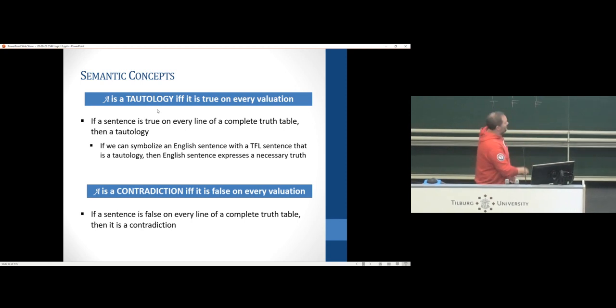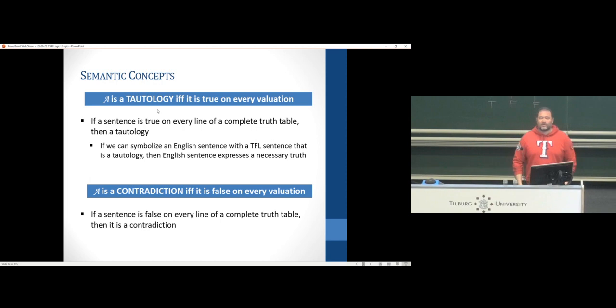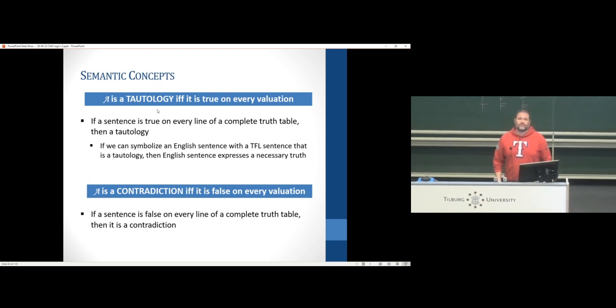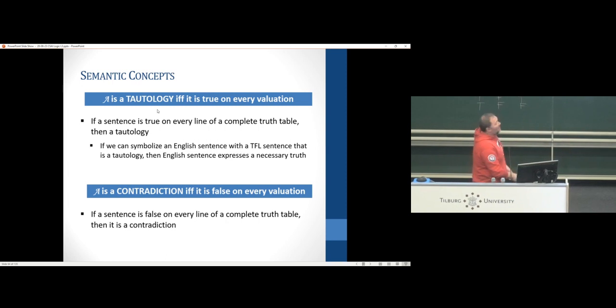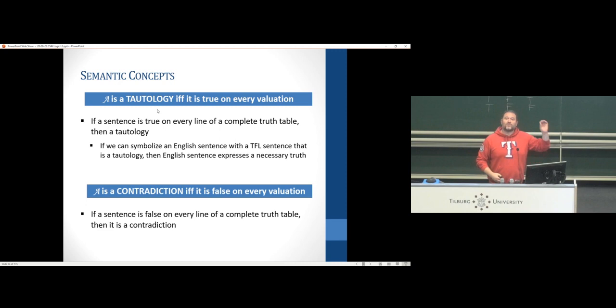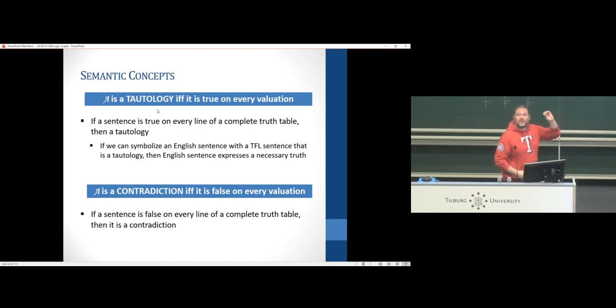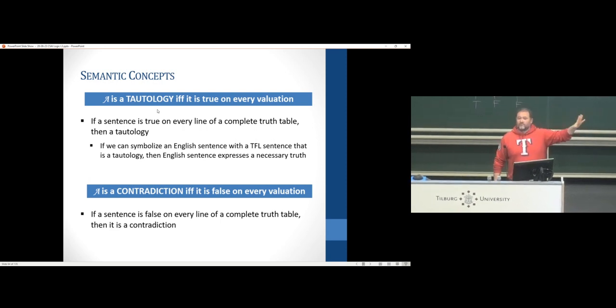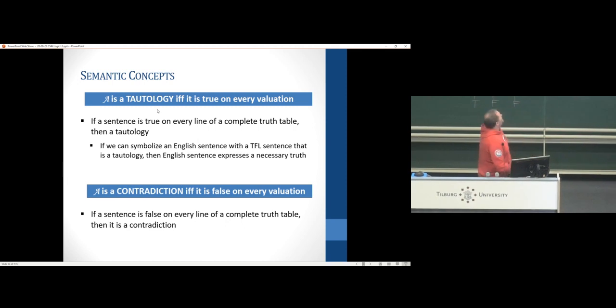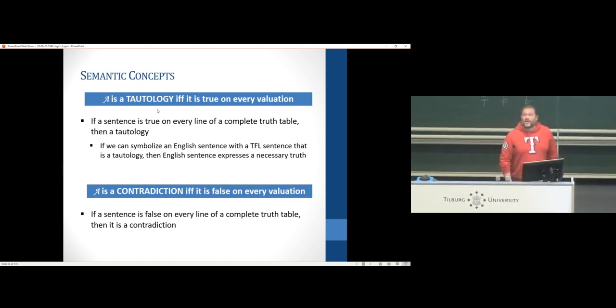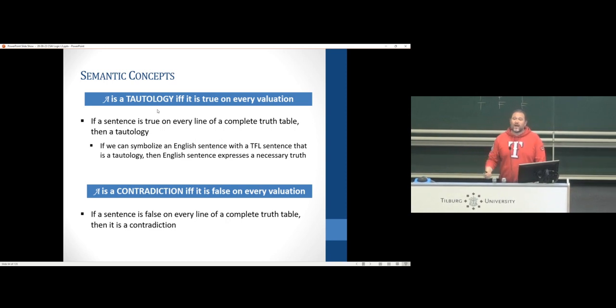We'll say that a sentence is a tautology if and only if it's true in every valuation. Now note, we've defined this in terms of valuations. So this is something that's, strictly speaking, defined in terms of our machinery. Put another way, if you have a sentence that's true in every line of a complete table, then it's a tautology.